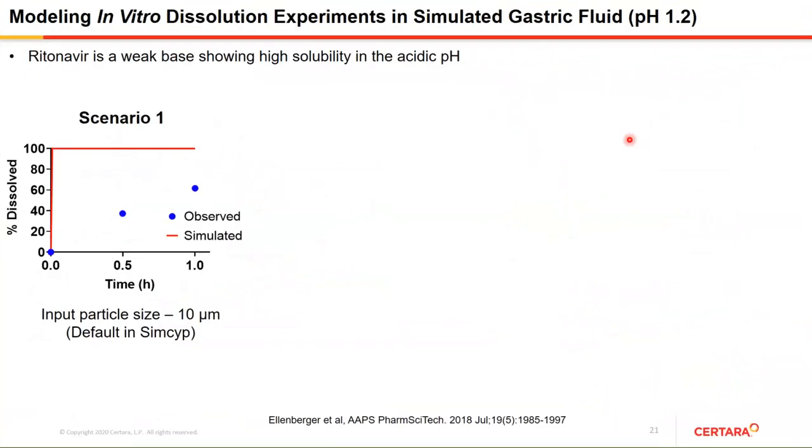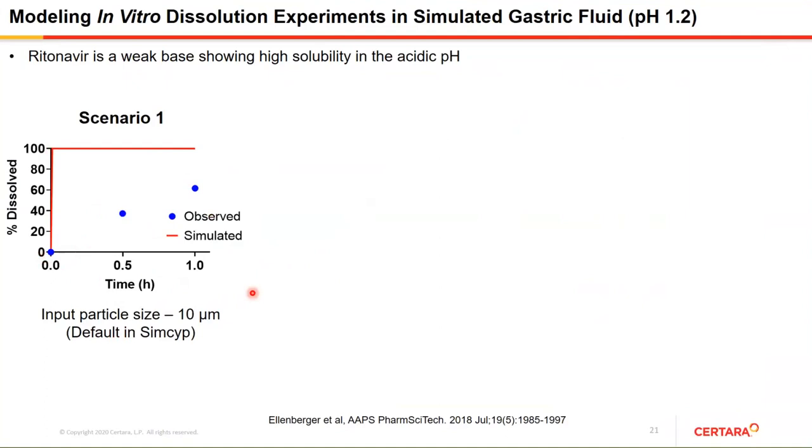So when we started modeling the in vitro dissolution experiment, we had some data in simulated gastric fluid for Ritonavir Norvir tablets. So these three dots are the observed data in simulated gastric fluid at pH 1.2. Ritonavir is a weak base. We initially used a default particle size of 10 micrometer, which is there in Simcyp. Since it's a weak base, it shows very high solubility in acidic pH. So when we ran the initial simulations, the red line is our simulated one, and we were clearly over predicting what we observed in vitro.